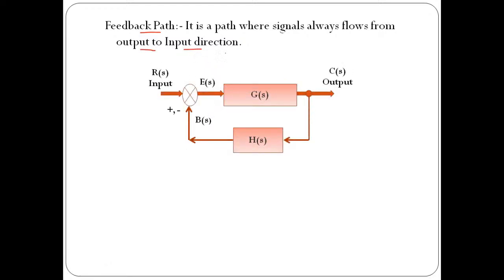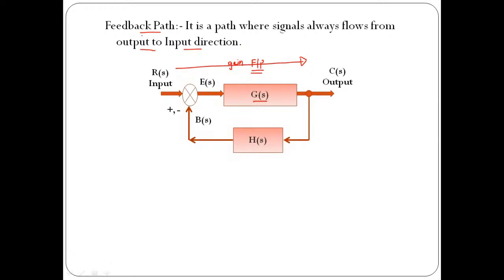So to understand this, let us try to see this figure. Now here we have represented a general closed loop control system where this G of S indicates the gain. Now this is also known as gain of forward path. Now why is it called as gain of forward path? Because this gain G of S is connected in such a way that the flow of signal through this gain is from input to output. That's why G of S is called as forward path gain.